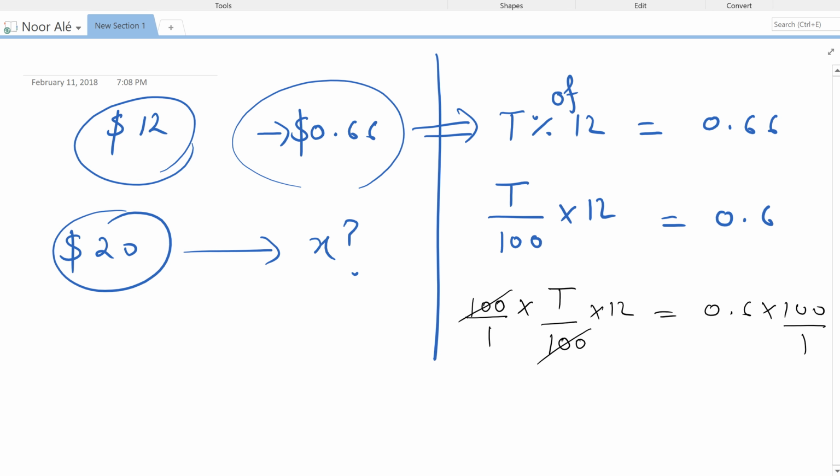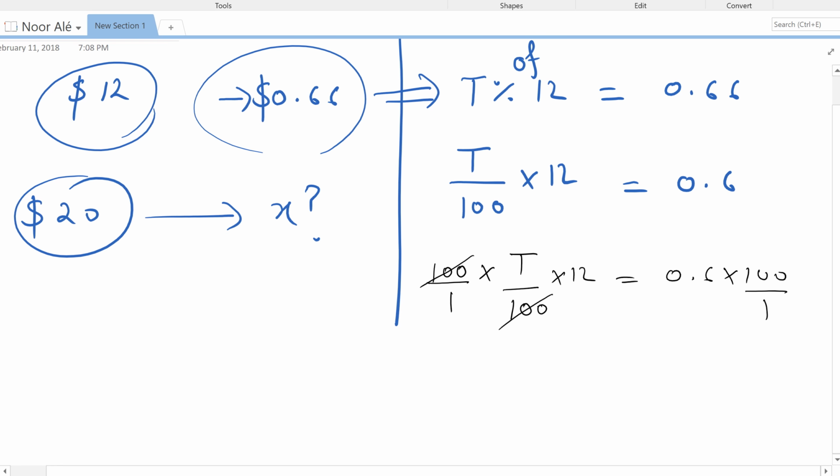I don't know your mathematical level, but if you already understand that, then you don't have to write the 1 over. That cancels, and you have t times by 12. And on the right hand side, when you multiply it, you're going to get 60.